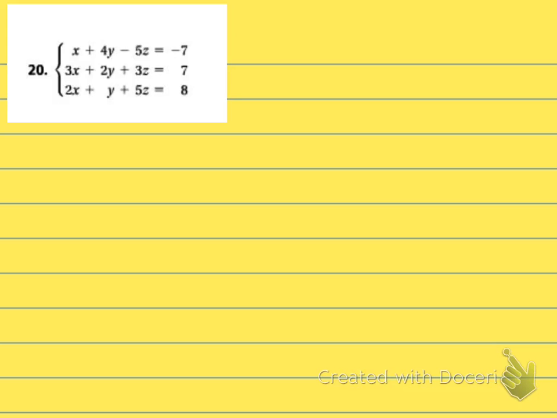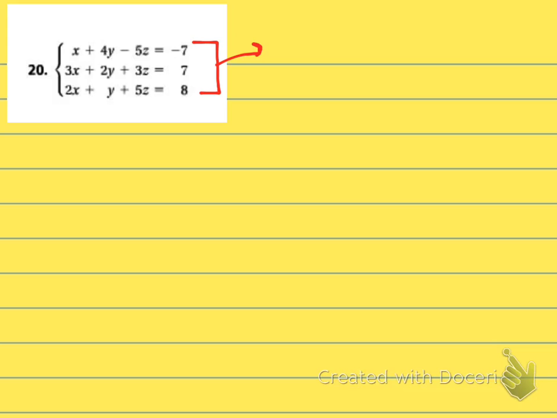So we need to commit to getting rid of one of the variables to begin with. Remember, our strategy is to go from a 3 by 3 system down to a 2 by 2 system, and then ultimately from a 2 by 2 system to a 1 by 1 system where we can solve for a variable. So I'm going to commit to getting rid of z's to begin with. If I combine the first and the third equation right now, the z's will drop out nicely.